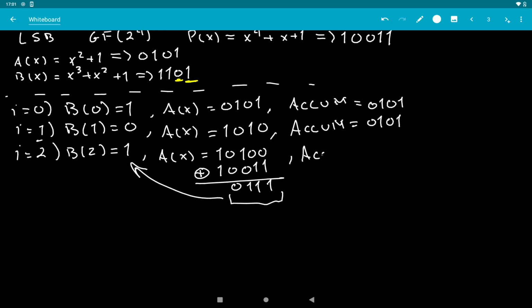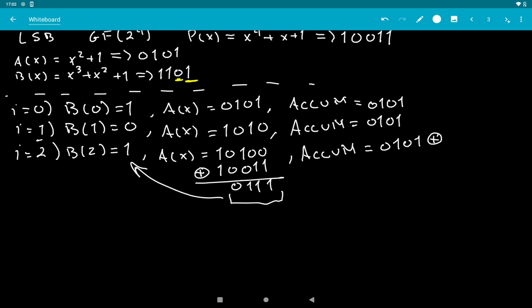So our accumulant is now 0, 1, 0, 1, plus, which in a binary Galois field is another XOR operation, 0, 1, 1, 1. 0 XOR with 0 is, of course, a 0. 1 XOR with 1 is a 0. 0 XOR with 1 is a 1. 1 XOR with 1 is a 0. So that's our accumulant at this step.